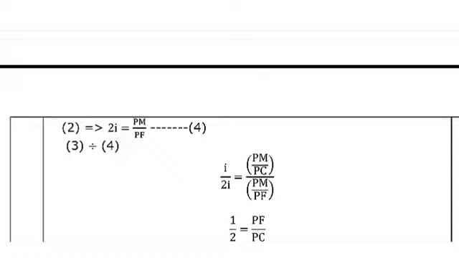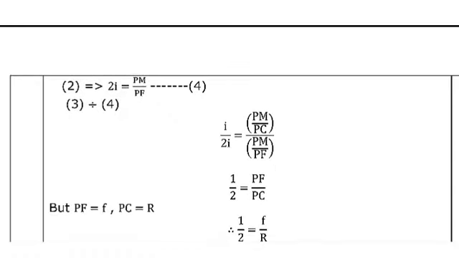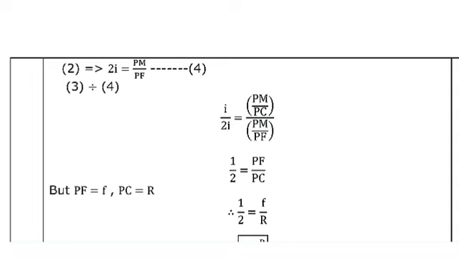We got equation 4. Now divide equation 3 by equation 4. That means i by 2i on the left. On the right-hand side we have PM by PC divided by PM by PF. Now PM gets cancelled. Remaining is i by 2i is equal to 1 by PC divided by 1 by PF. I will rearrange this equation. So I get 1 by 2 is equal to PF divided by PC.